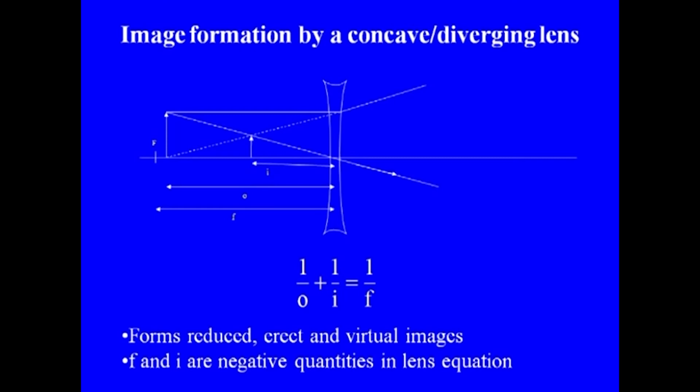Now, here both f and I are negative quantities in the lens equation, because the image distance is on the left hand side, and the focal point is such that if you draw backwards the diverging rays from the lens, it will come to the focus, and that is why f and I are negative quantities in the lens equation.